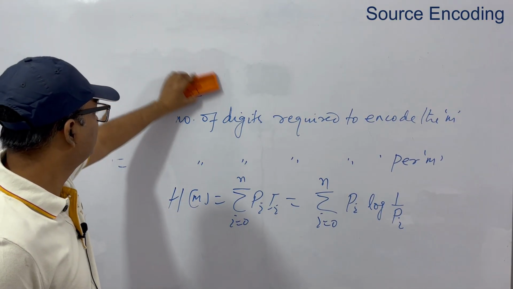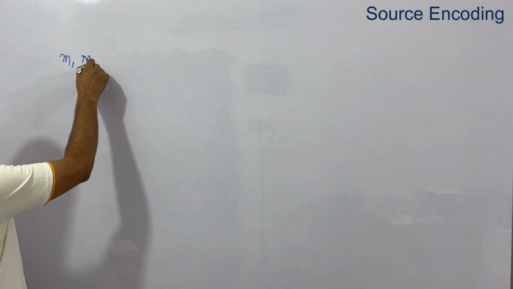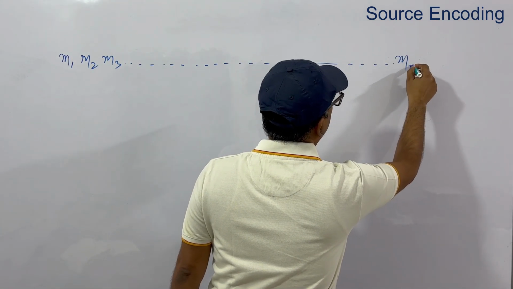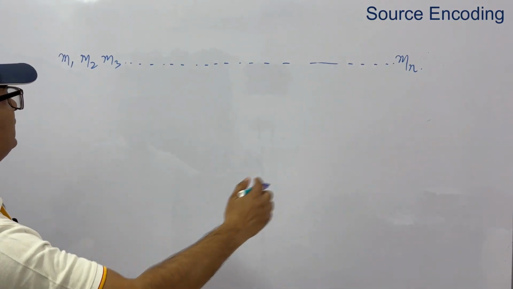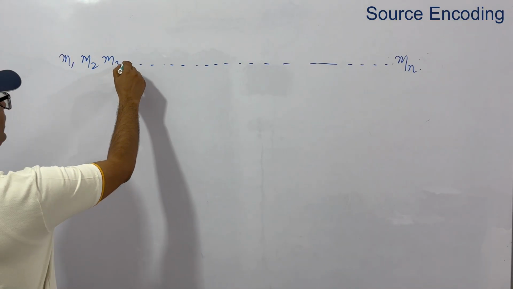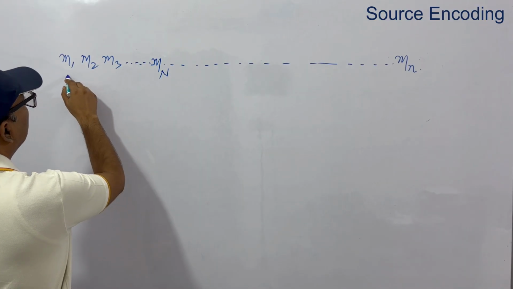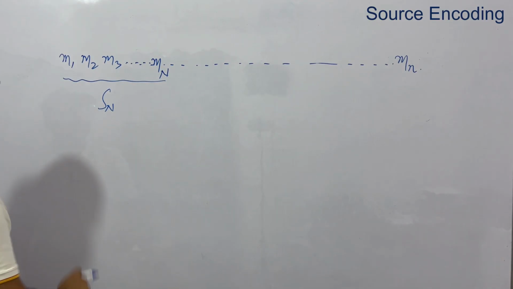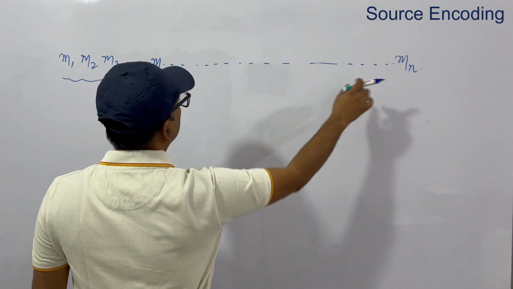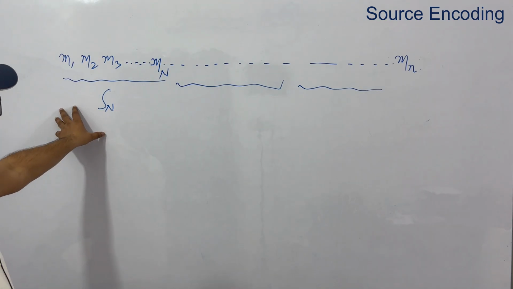Let's say we have a sequence like this: M1, M2, M3, and so on up to Mn, small n. So these are n messages. Let's say we take up to Mn, since we have used small n. Okay, this is one sequence of messages. This is one sequence, and we have so many sequences, so we are actually up to small n number of messages. This is clear.